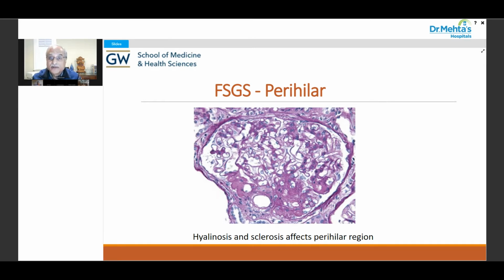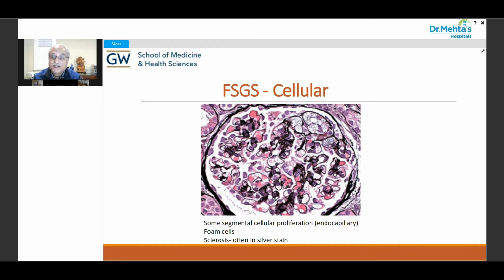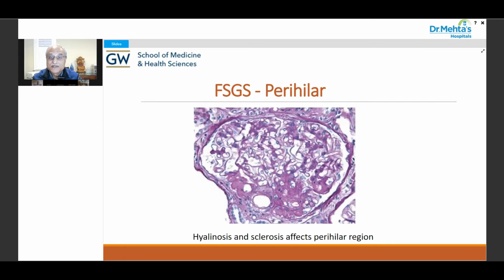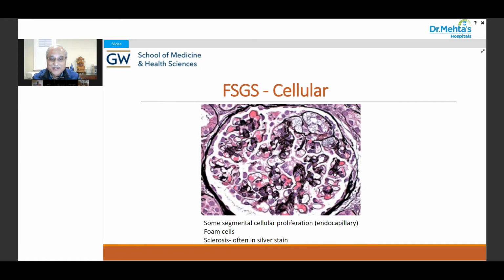Then there's the cellular variant. This is a bit of a tricky classification or subtype of FSGS. I apologize, something is going on with the slides. This type of FSGS basically looks as if it is still minimal change in a lot of places, but there is some endocapillary proliferation at times and some degree of sclerosis in other parts of the glomeruli.